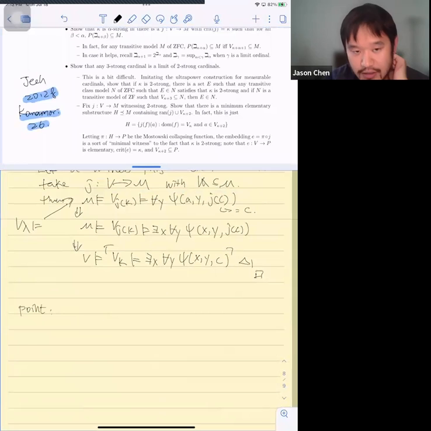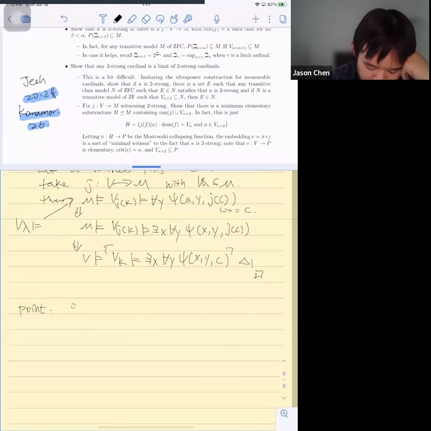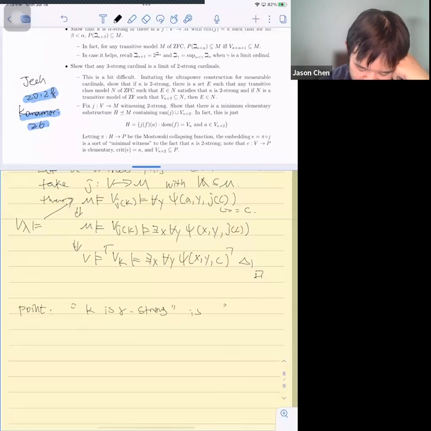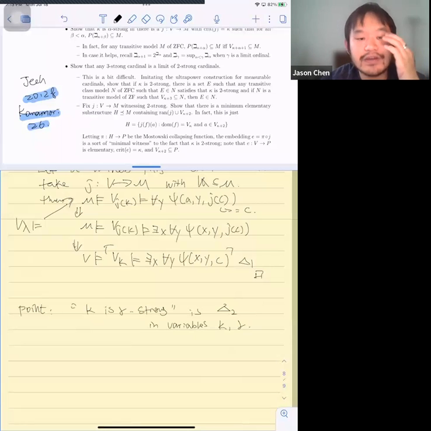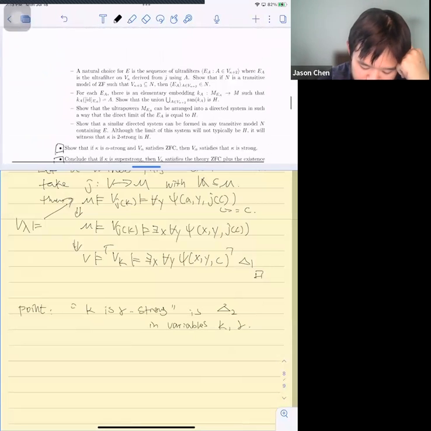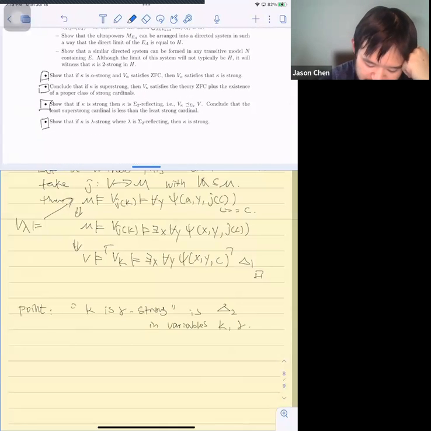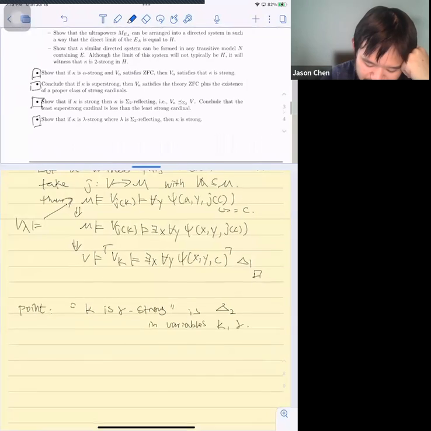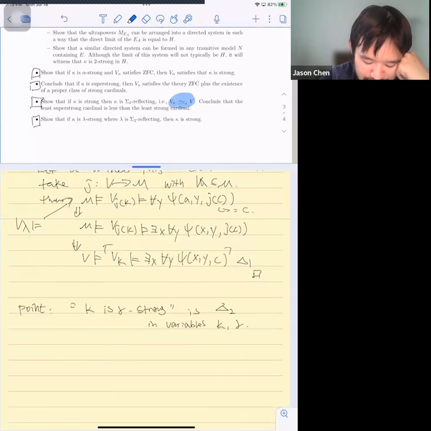So in here, kappa being a strong cardinal is defined using elementary embeddings, which is a proper class object, right? The point is, with extenders, you can write that kappa is gamma strong in a delta 2 fashion, in the variables kappa and gamma. All right, so it's delta 2. So for instance, that allows you to solve this here.